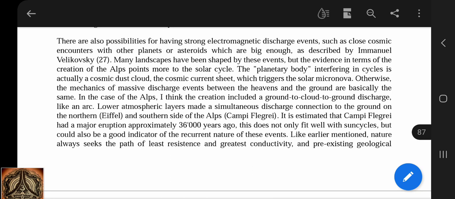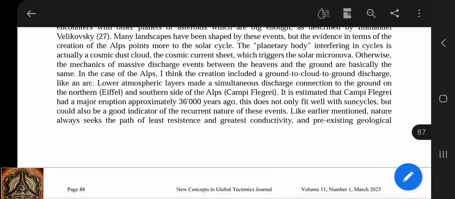Lower atmospheric layers made a simultaneous discharge connection to the ground on northern Eifel and the southern side of the Alps, Campi Flegrei. It is estimated that Campi Flegrei had a major eruption approximately 36,000 years ago. This does not only fit well with sun cycles, but could also be a good indicator of the recurrent nature of these events. Like earlier mentioned, nature always seeks the path of least resistance and greatest conductivity.